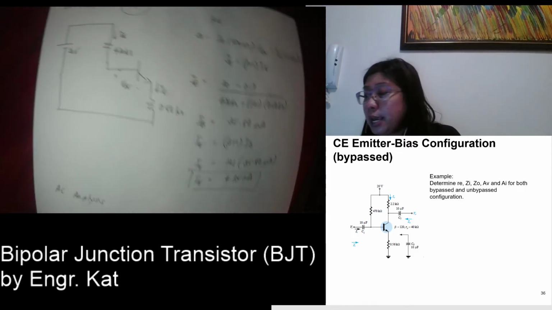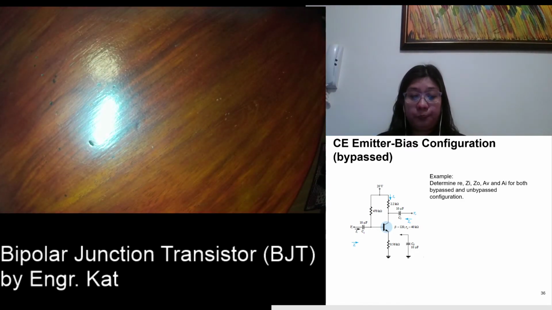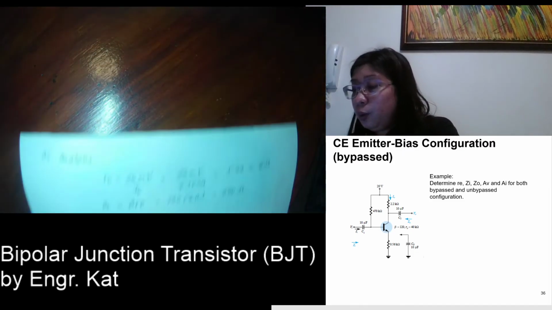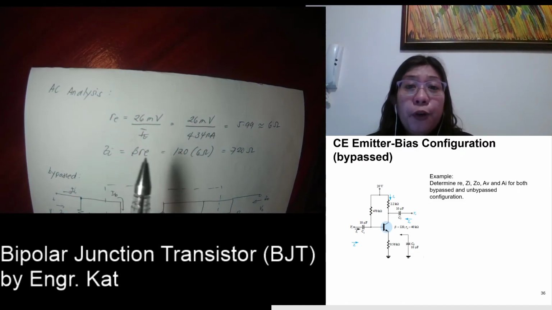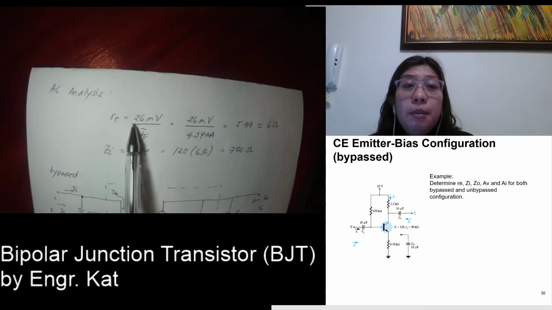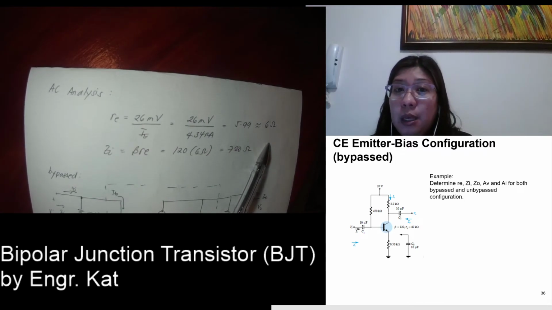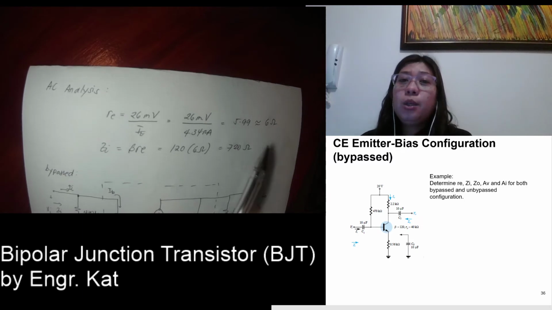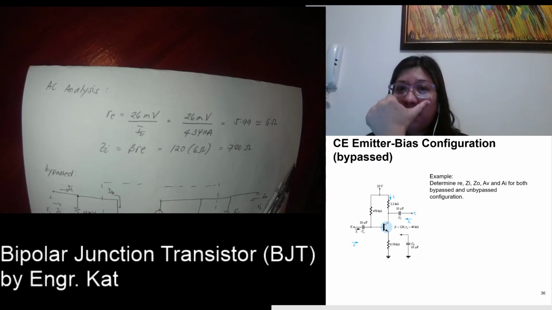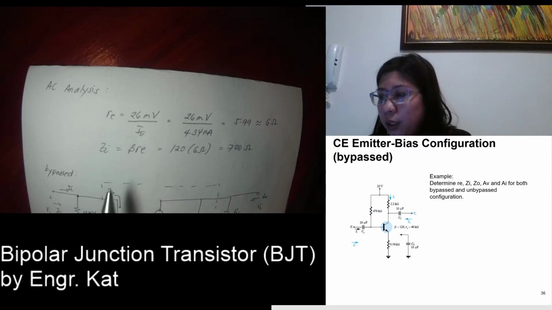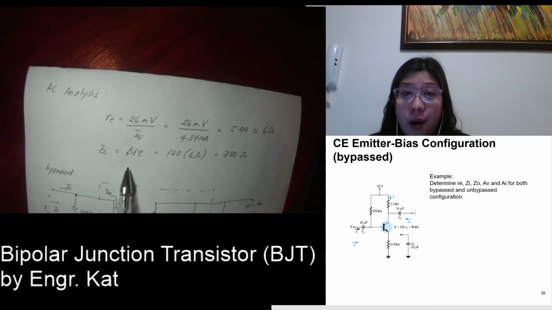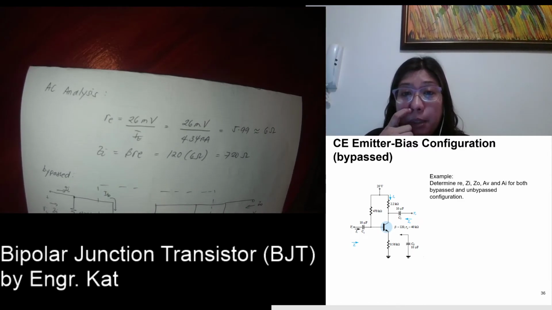So in our AC analysis, we solve for your re. That is 26 millivolts divided by IE. So that will give you 5.99, approximately equal to 6 ohms. Okay, so since this is common emitter configuration, our Zi here is equal to beta multiplied by re. So our beta from the problem is 120.